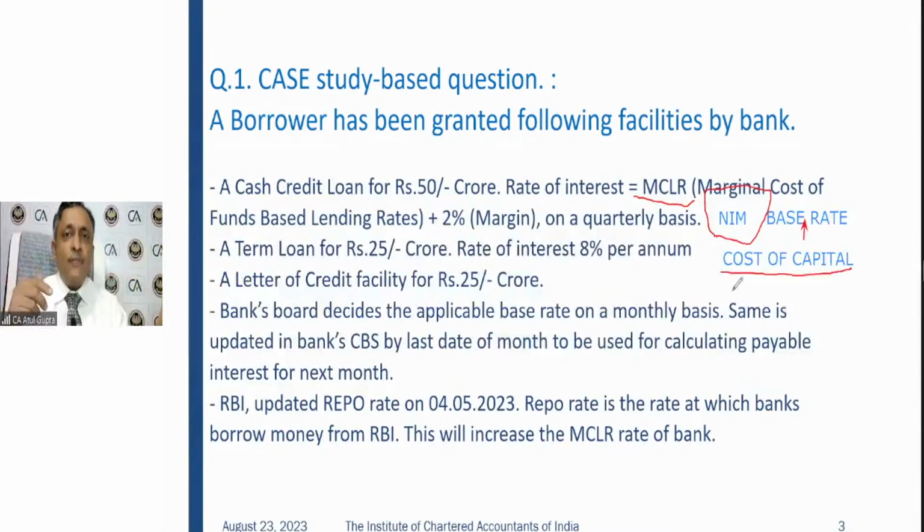I require additional 50,000 crores. I borrow additional 50,000 crores. Because my credit rating is good, my additional borrowing is at 5%. This is what I call marginal rate of borrowing. My cost of capital is 6, but my marginal rate of borrowing is at 5. So if my net interest margin is 2%, my new rate of all new advances that I will give from additional 50,000 crores will be at 7%. That is what is called marginal cost of lending.